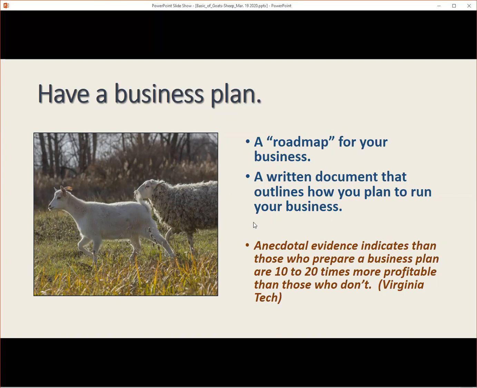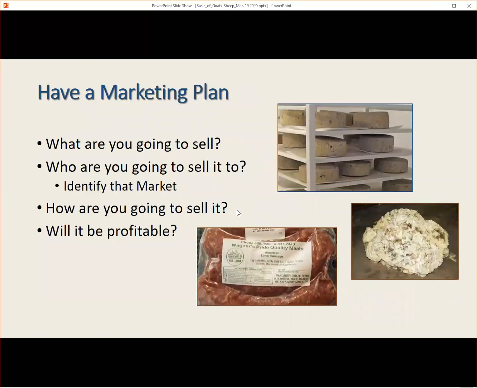Evidence shows that just preparing a business plan gives you a greater opportunity to be profitable over the long run. The other thing is you need a marketing plan. What are you going to sell? Are you going to sell cheese? Are you going to sell goat milk? Are you going to sell fiber, fleeces, or are you selling meat? What are you going to do?